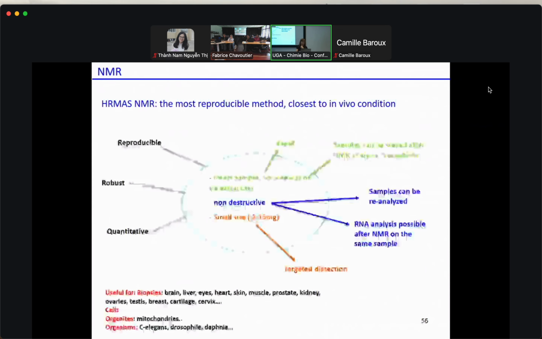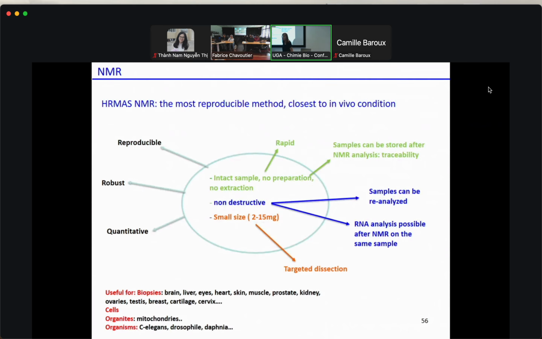This is interesting because there is no sample preparation. You take your biopsy, you put it directly in the magnet, and the sample can be stored after analysis. I use it for epilepsy. So I will show you an example.